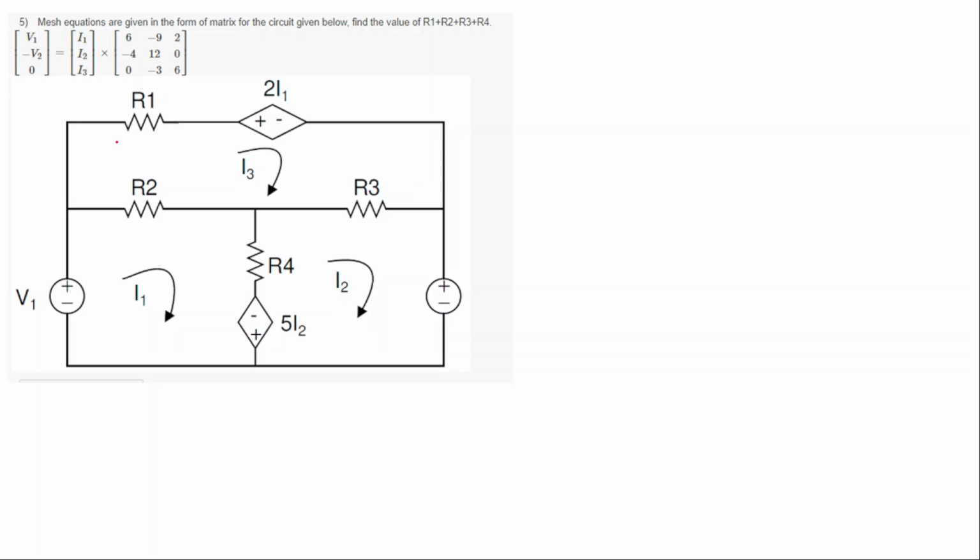Okay, so now in this problem we need to form the mesh equation in the given form. This matrix is given, so we need to form the mesh equation, and then find R1 plus R2 plus R3 plus R4 by comparing those mesh equations with the given equation. So let's directly apply the mesh voltage analysis for this.